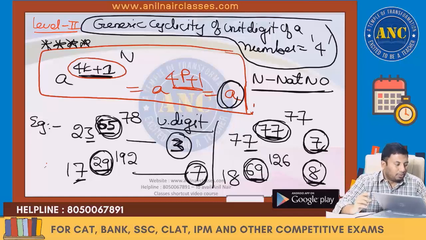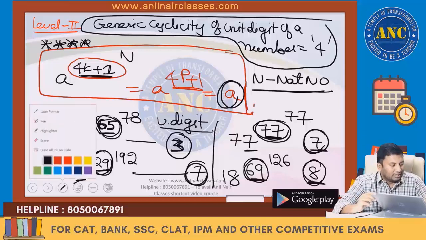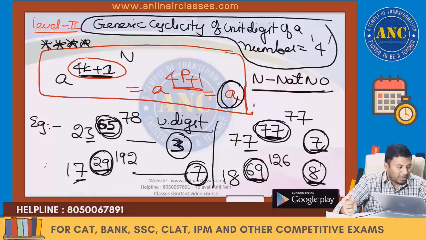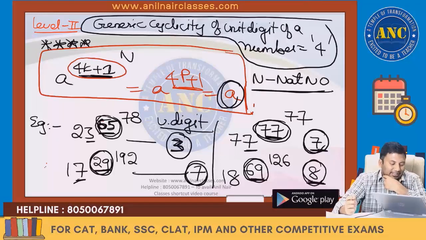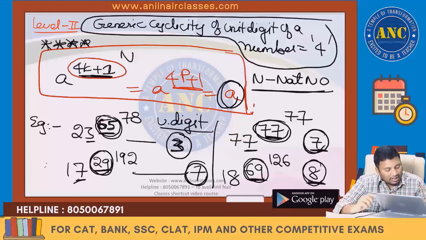Next one. I hope this concept is clear. Arun, I took it as 65 to explain the point. Even if you take 55, the answer is the same. I took it as 65, beta, 4 into 16 plus 1, 4k plus 3. Again, I will take the question. Right, next one.